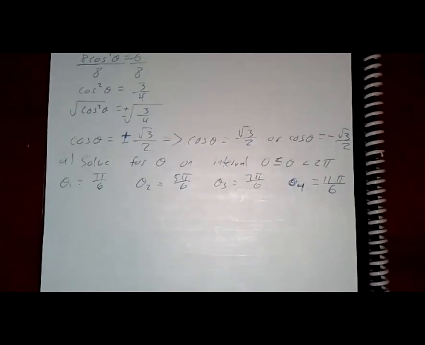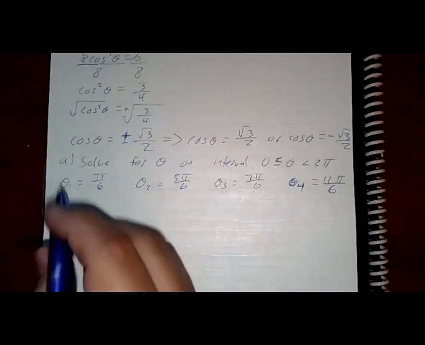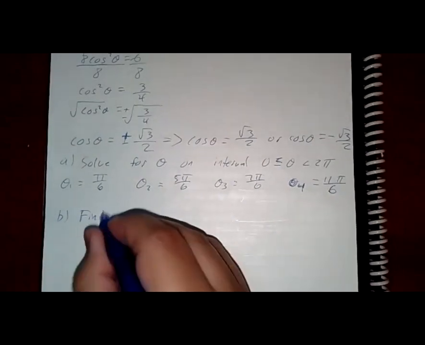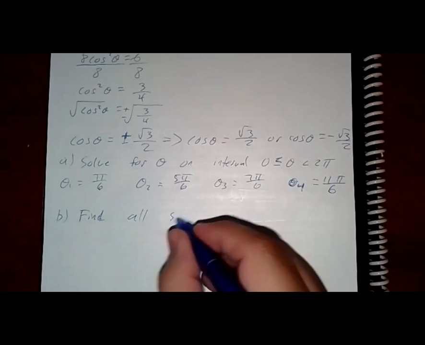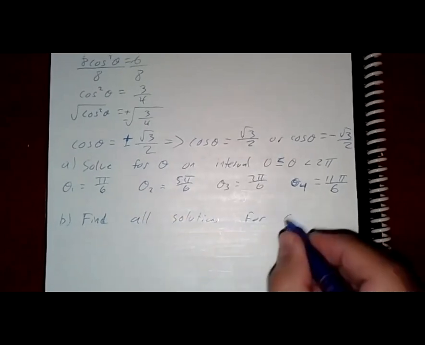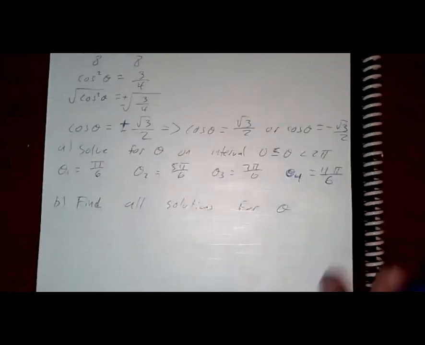Okay, so there's our 4 solutions that we saw in the circle just a moment ago. So all you have to do is technically tack on 2 pi n on each one for part B. So part B says, find all solutions for theta. So I'm not restricting you anymore.